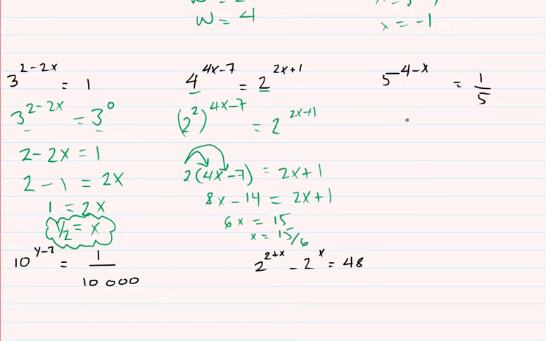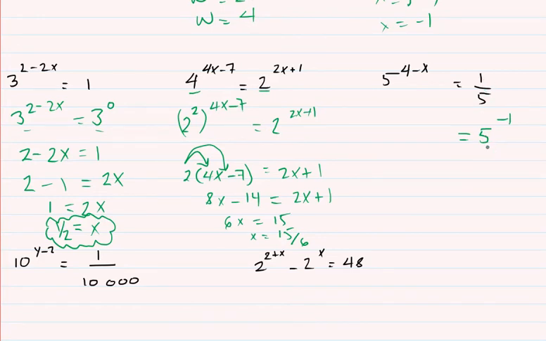Let's keep going. 5 to the power of x minus 4 is equal to 1 over 5. So here we're going to convert the 1 over 5 to the base of 5.